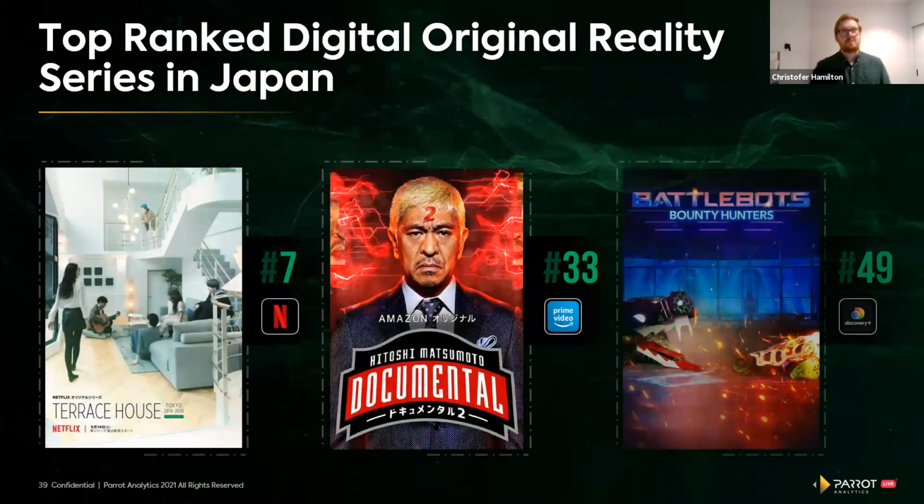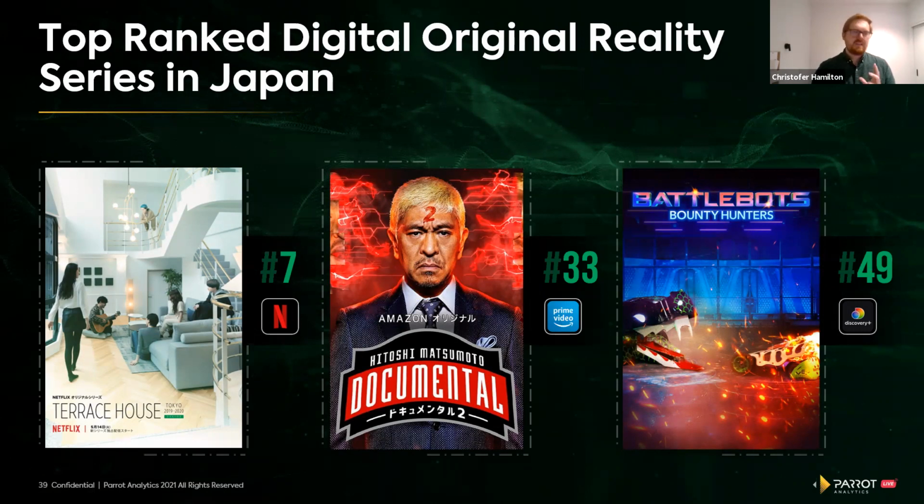And here we have a few examples of the top ranked digital original reality series that are catching audience attention in Japan. And I love these examples because they just, again, show the breadth of content in the reality genre. So first up, we have Terrace House, that ranked number 7 this quarter. That's your typical housemates reality, people living together, dating in a house.